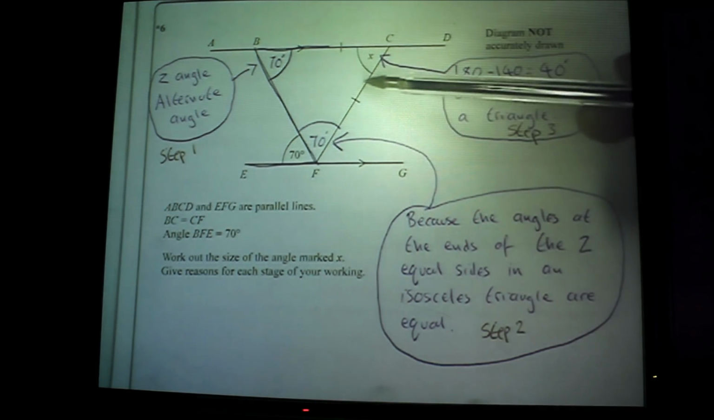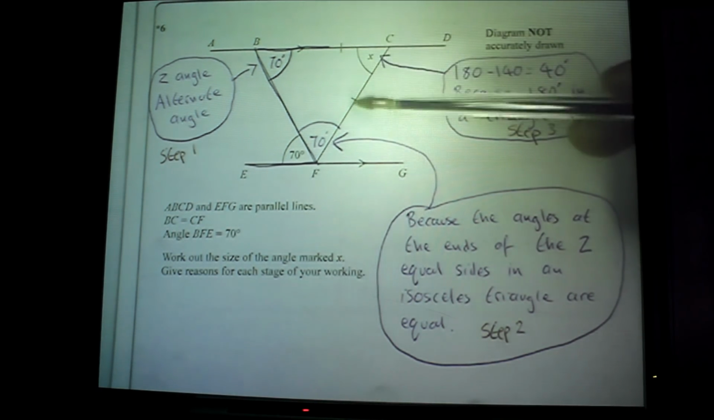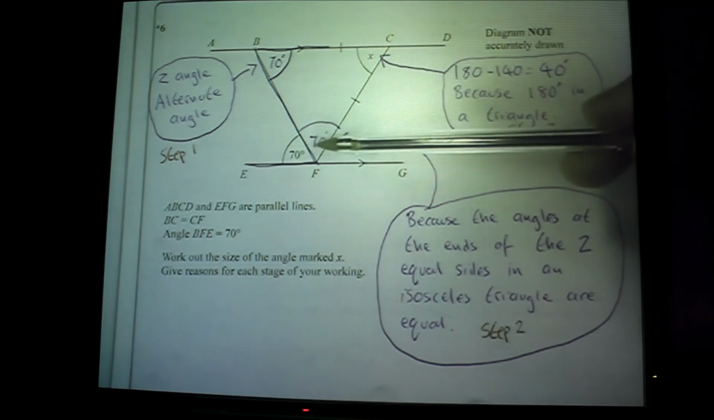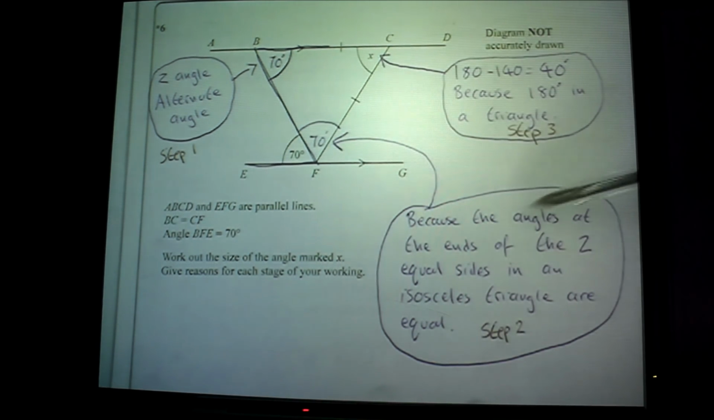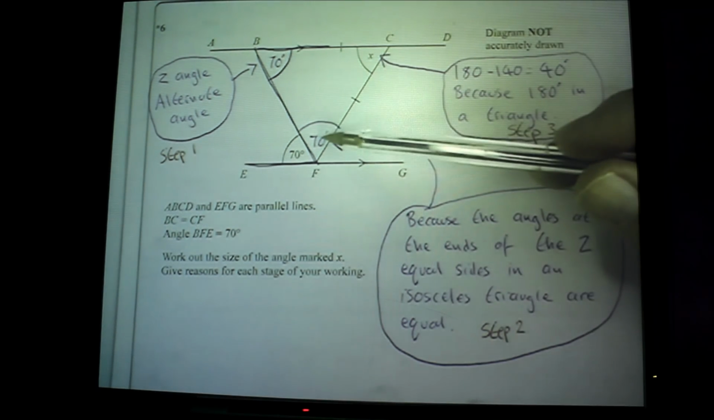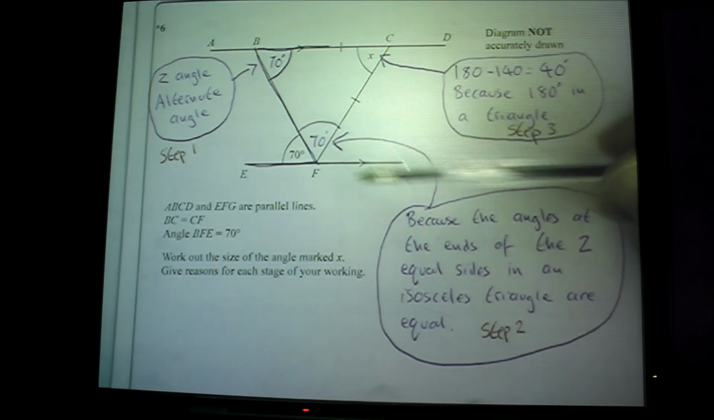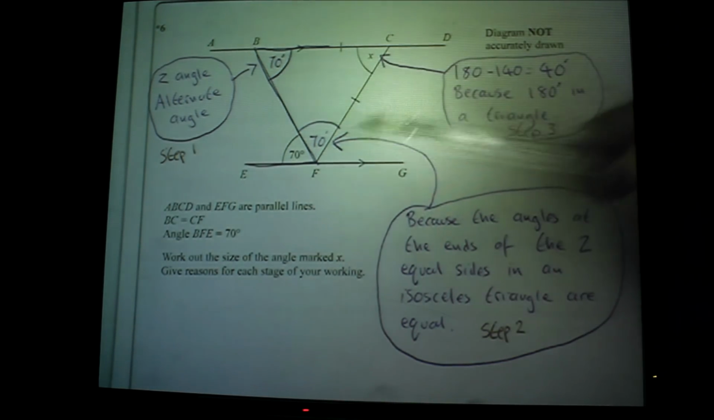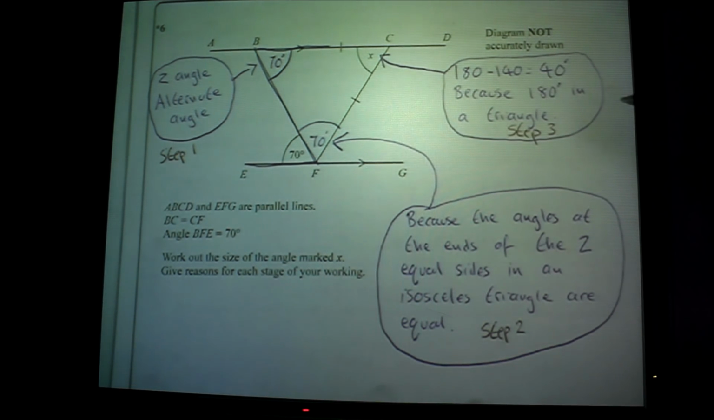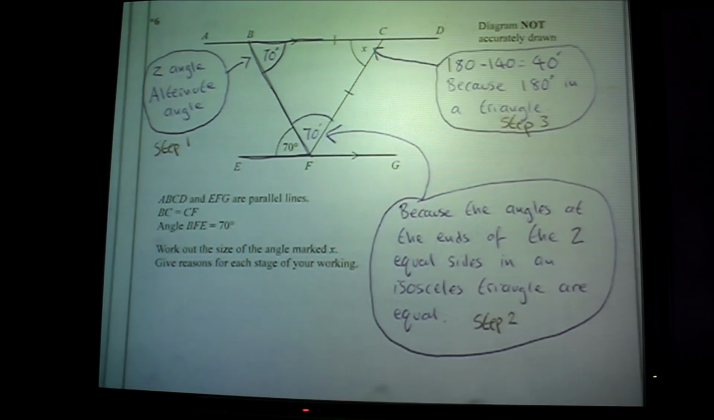Step 2, because I mentioned it's an isosceles triangle, that means the angles at the end of the equal sides are equal. So because the angles at the ends of the 2 equal sides in an isosceles triangle are equal, that will be 70, because that's 70, that's 70. So this one here is easy now. 180, take away 140, 70, gives you 40 degrees. Because there's 180 degrees in a triangle. So the answer is 40 degrees, and I've written that down there.